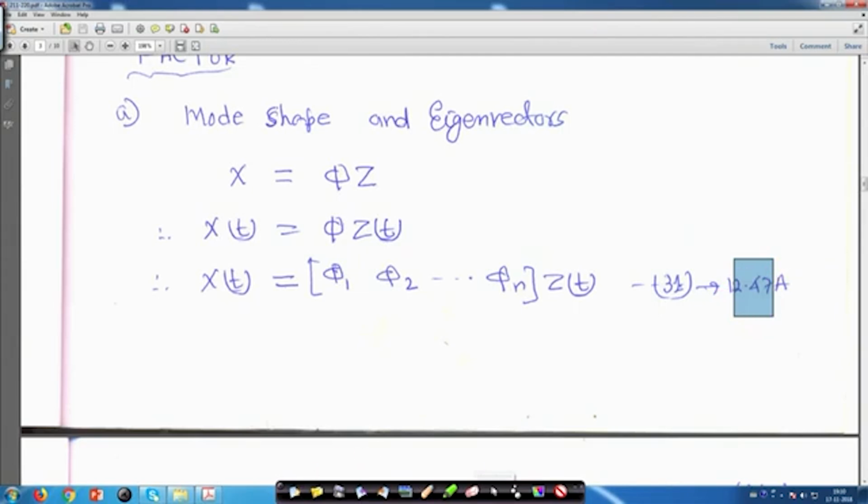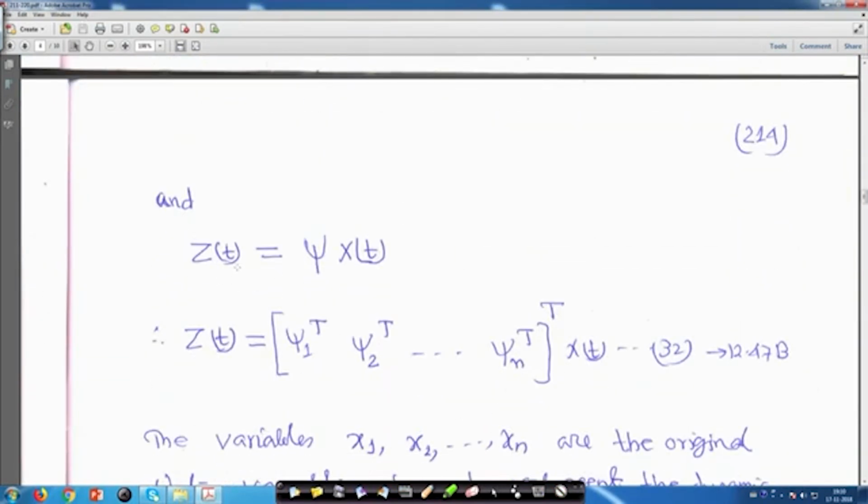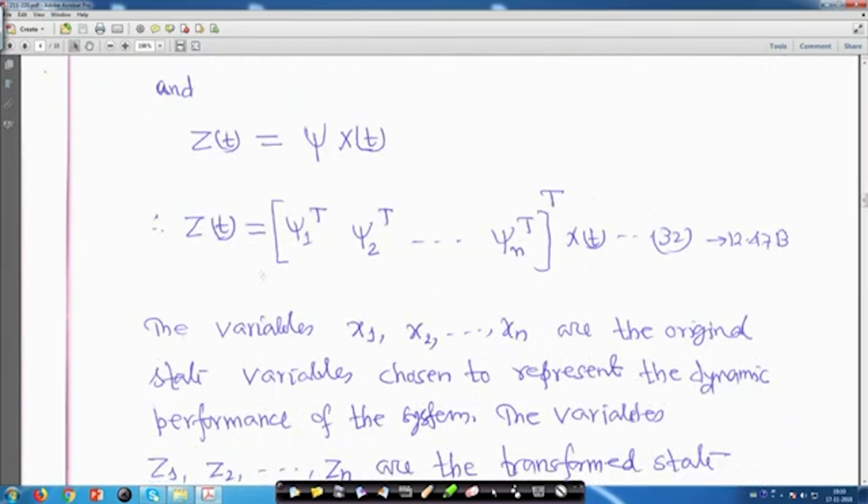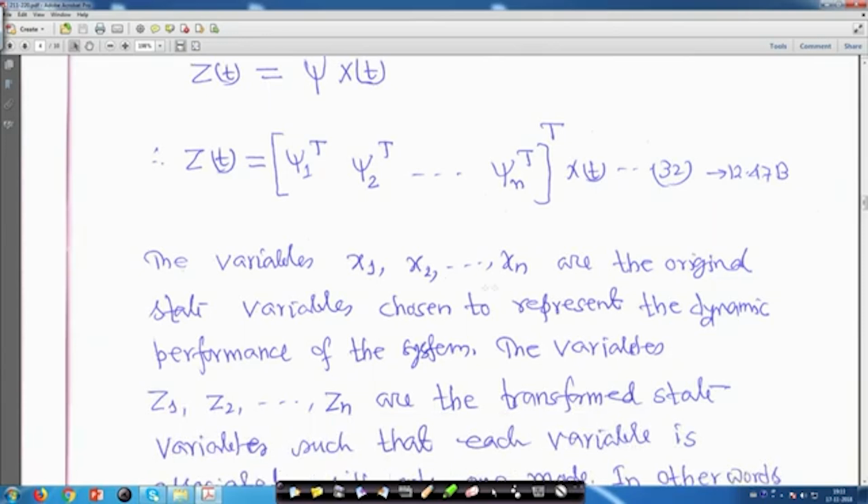And z t is equal to psi x t, which we have seen earlier. If z t is equal to psi x t, then mathematically it can be written as z t is equal to psi 1 transpose, psi 2 transpose, up to psi n transpose, times x t. This is actually not a vector, it is a matrix, because each one is a column vector. This is equation 32.